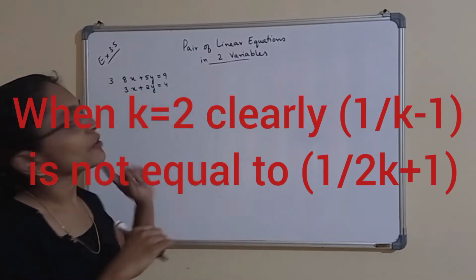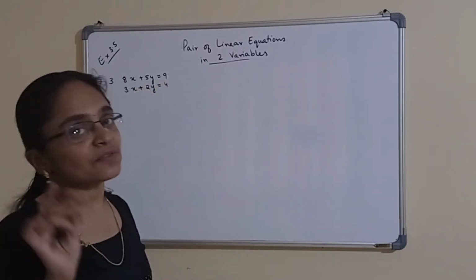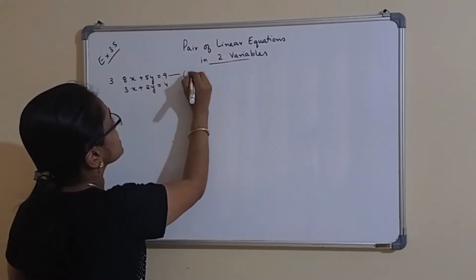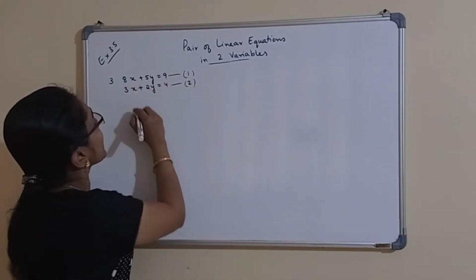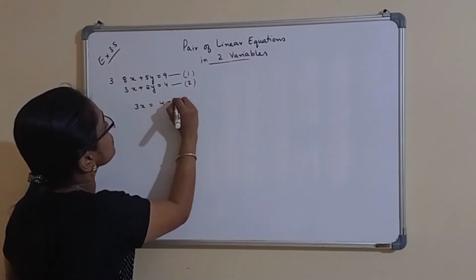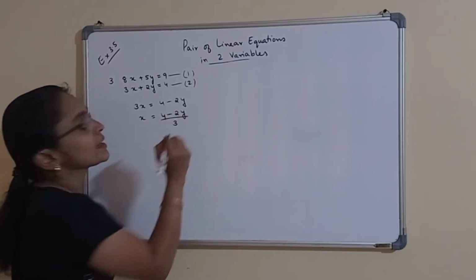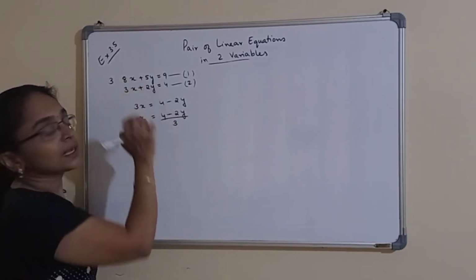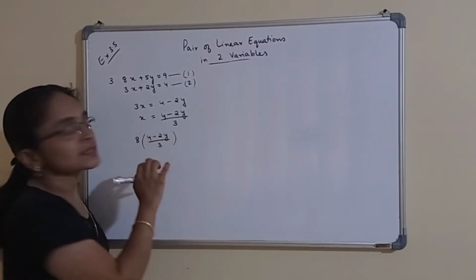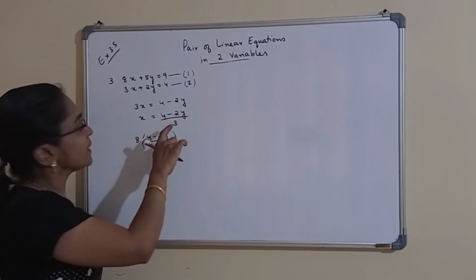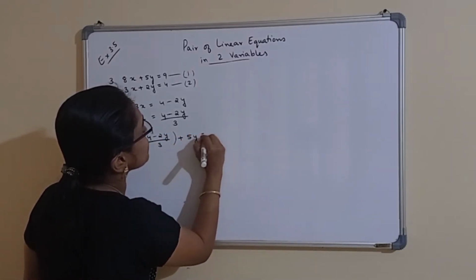Next one, solve this pair of linear equations by substitution method as well as elimination method. So first we will solve it by substitution method. So this is equation 1 and this is equation 2. Now from equation 2 we have 3x equal to 4 minus 2y. So x is equal to (4 minus 2y) by 3. Now substitute this in equation 1. We will get 8 into (4 minus 2y) by 3, for x we are substituting (4 minus 2y) by 3. So 8 into (4 minus 2y) by 3 plus 5y is equal to 9.